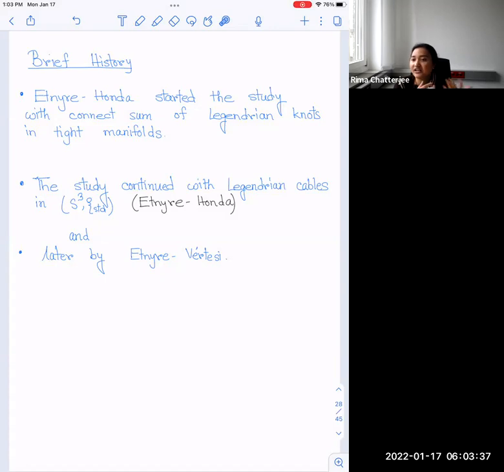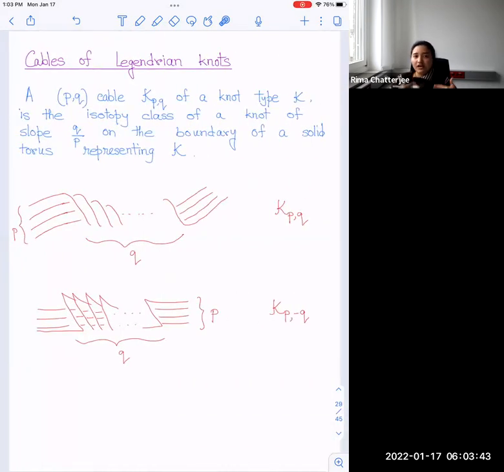Okay, so these are the things which we know about knots in tight manifolds, or the satellite operations in tight manifolds. Now, I'll just focus on cables of Legendrian knots. The definition is that a (p,q) cable of a knot is a knot which has slope q/p on the boundary of the solid torus which represents the knot type.